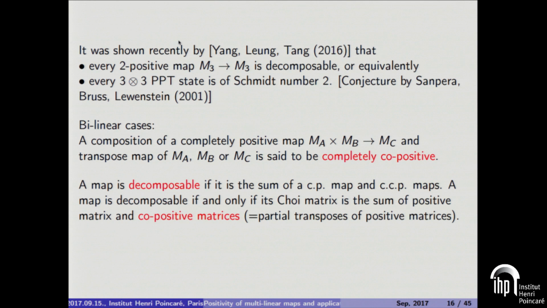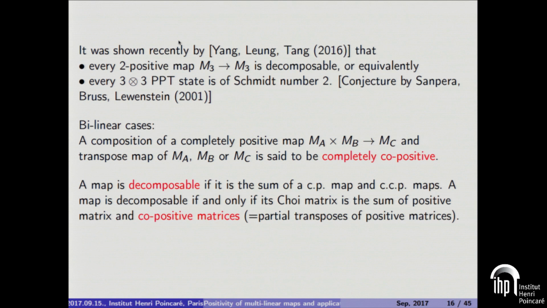So we have various kinds of completely copositive linear maps in the bilinear map cases, at least three kinds. Then a map is decomposable, naturally defined, if it is the sum of a completely positive map and the various kinds of completely copositive maps. And it is decomposable if and only if the Choi matrix is the sum of a positive matrix and copositive matrices. By copositive matrix, we mean the partial transpose of a positive matrix. In the tripartite case, we have three kinds of partial transpose, which correspond to the composition with the three kinds of transpose maps.